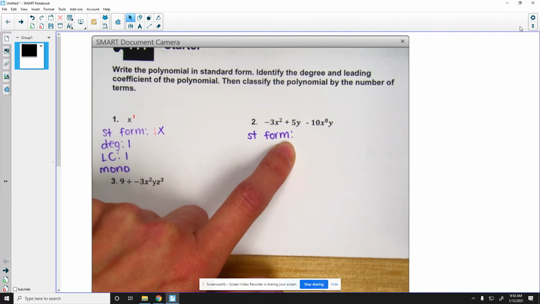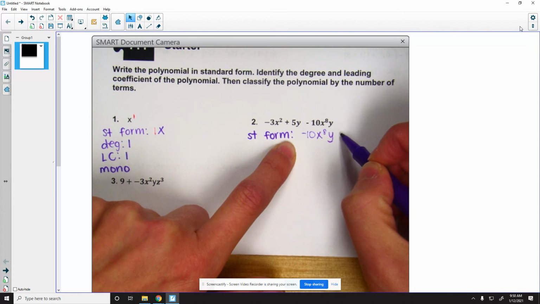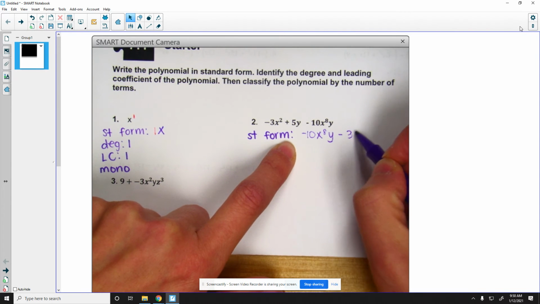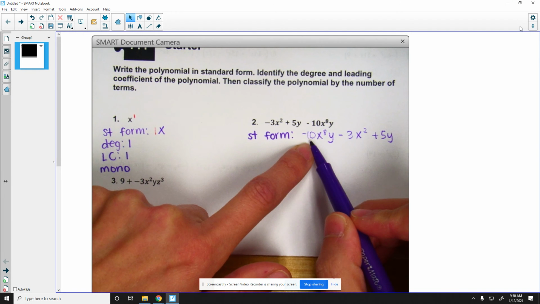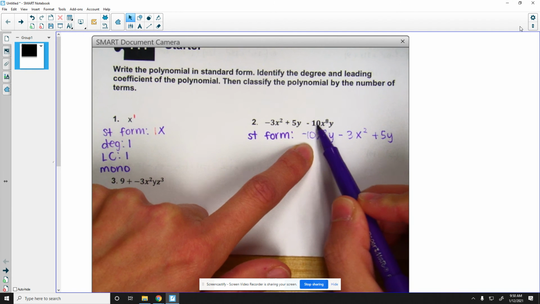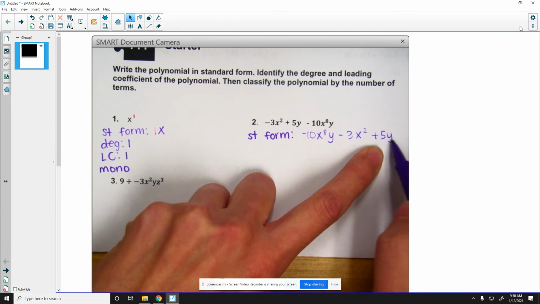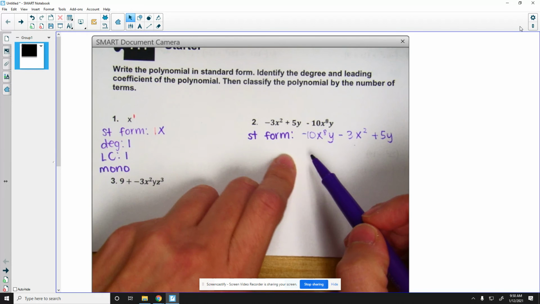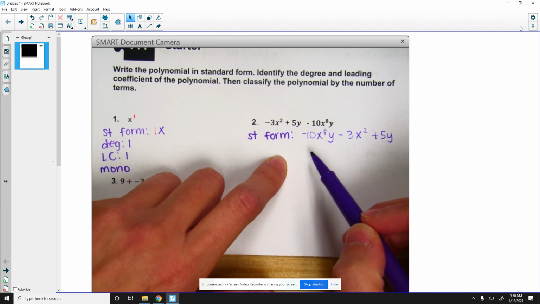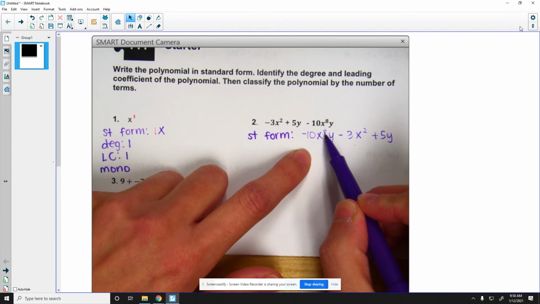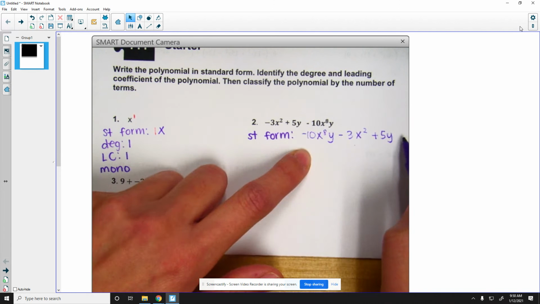Negative 10x raised to the power of 9 minus 3x to the second power plus 5y. Perfect. Okay, so let me tell you why this is negative 10, because you see how that's minus 10? This is minus 3 because it said negative 3. This is plus 5 because you see plus 5. So the positive or negative symbol before always tells you whether it's a plus or a minus. And then this has the biggest exponent. That's an 8 and a 1. So that's 9 total. That's just 2. And then that's just 1.